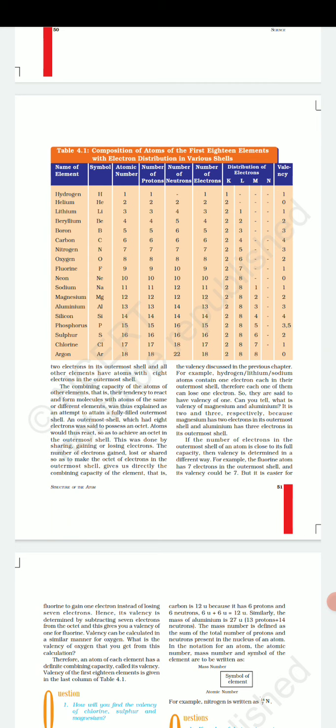Then beryllium. Beryllium has 4 electrons. 2 electrons will go in the K shell and the next 2 will go to the L shell. Similarly for boron, carbon, nitrogen, oxygen, fluorine, the first 2 electrons will go in the K shell and the next electrons will move to the L shell. The K shell can accommodate a maximum of 2 electrons. The L shell can accommodate a maximum of 8 electrons. You can see the configuration of neon, it is accommodating 8 electrons in its valence shell.